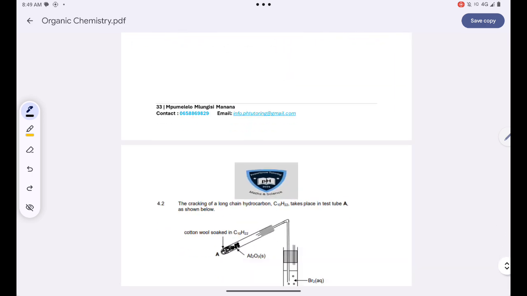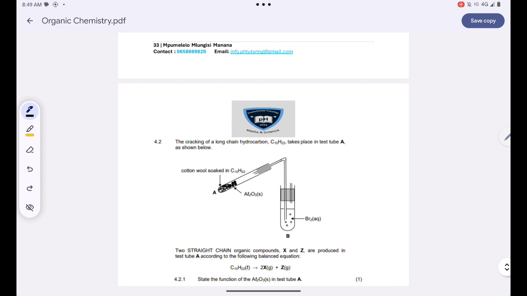Now let's go to the following question. We are told about the cracking of a long chain hydrocarbon that has 10 carbons and 22 hydrogens. The IUPAC name of this compound is decane.